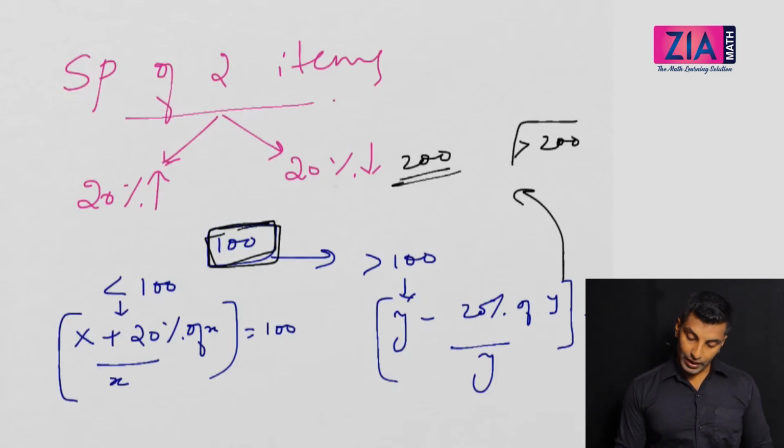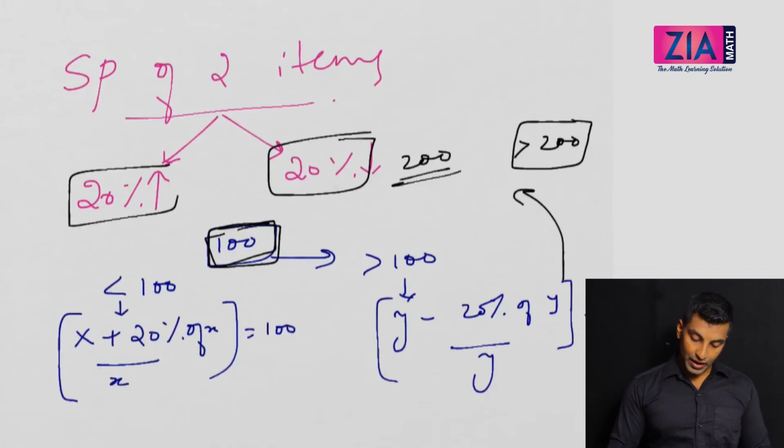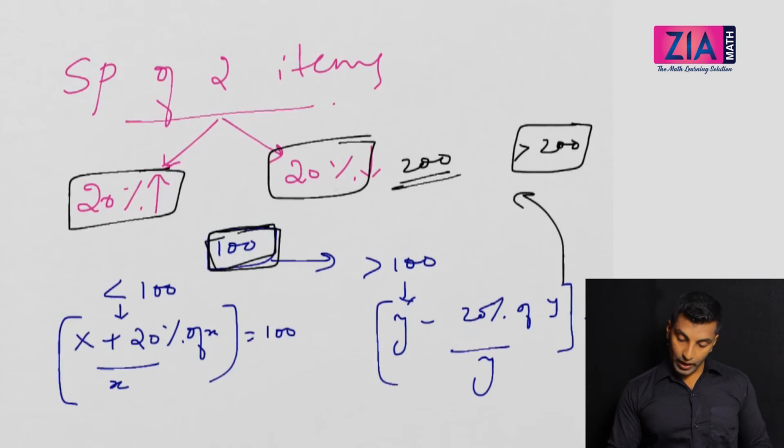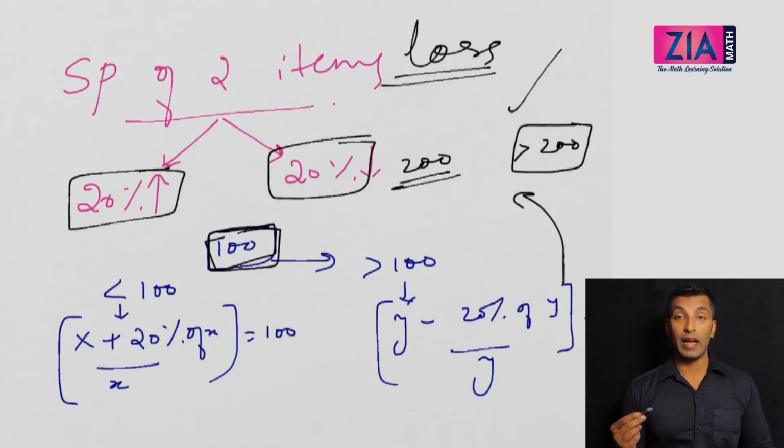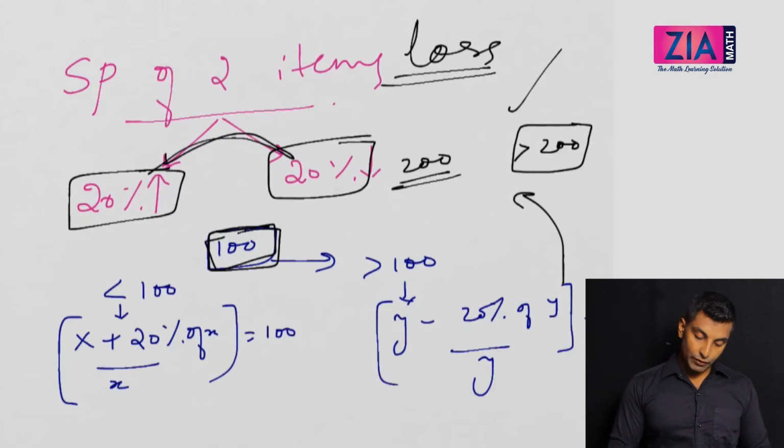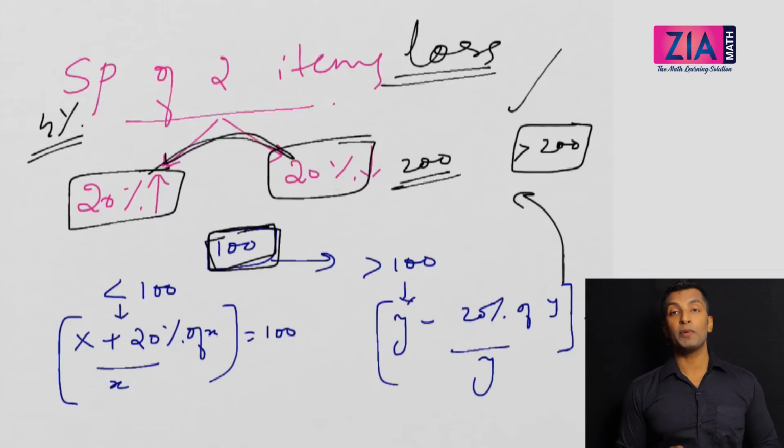You don't want to calculate the exact value here. I give you the pattern. Here it is 20% and 20%. In this case, this is always greater than 200. That means there is always a loss. And what is the loss percentage? Just multiply these two, you'll get 400, so 4%. Always a loss, and 4% loss.